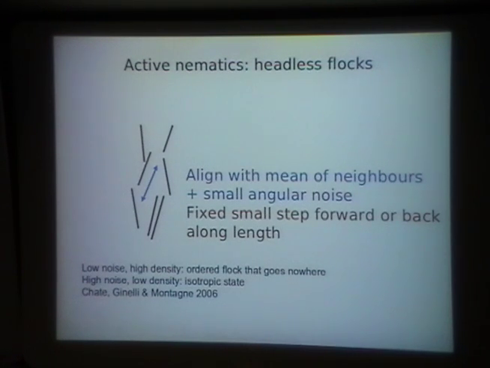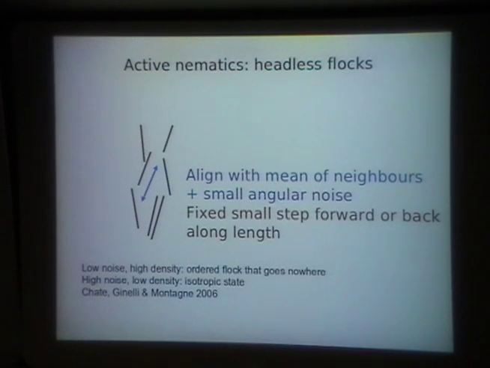The minimal modification you can make of that system to make it not an equilibrium system but an active system is just to say, let it move preferentially along its length. It doesn't know head from tail, so what it will do is move forward or back by some small amount, much smaller than the size of its defined neighborhood. And that's all you do. That's the only change you introduce. The amazing thing is that that changes everything.